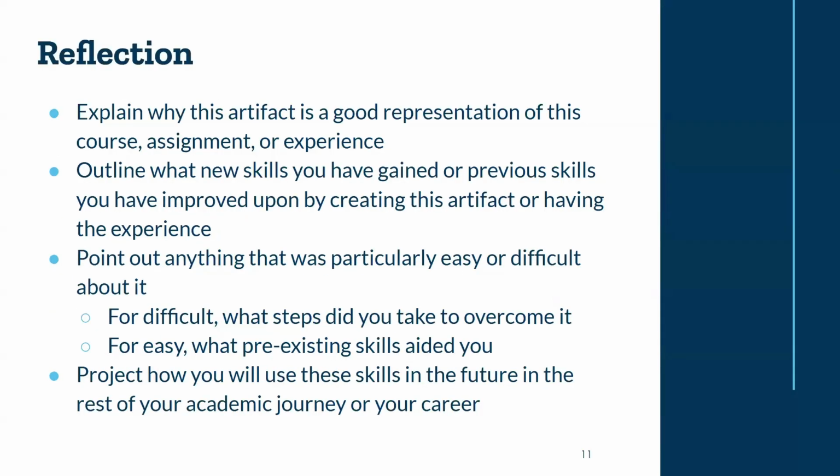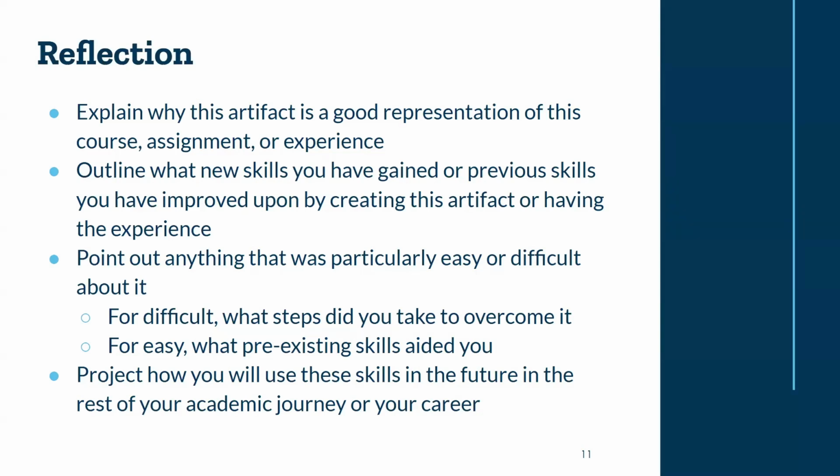All right. So then the reflection part, and these can be combined. You can have a few sentences that are the context setting and then go into the reflection. But they're serving different purposes. So we like to separate them out so that you know what it is that you're trying to do with each of them. So in a reflection, you really want to explain why that artifact is a good representation of that course, that assignment, that experience. So why is this evidence that you're putting in there, how does that demonstrate what it is that you want to show you got out of those?